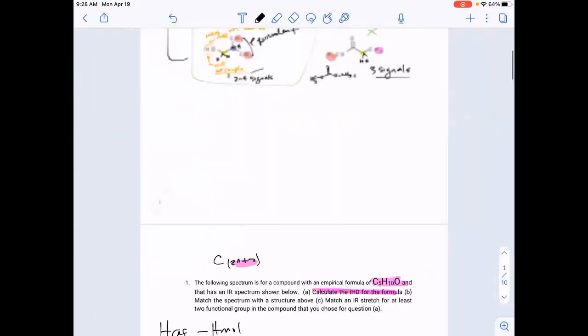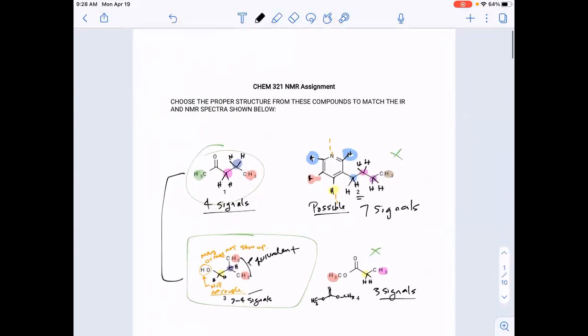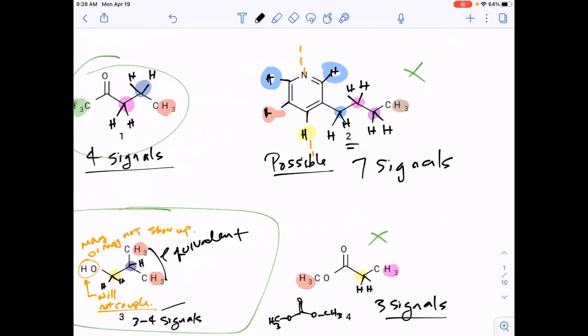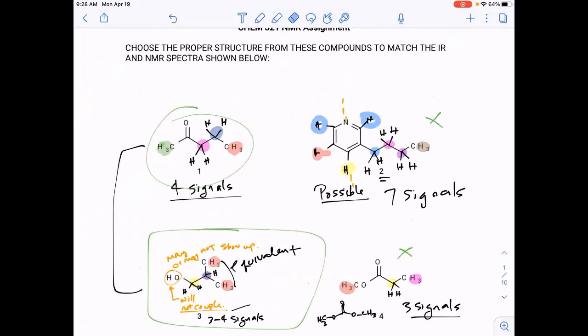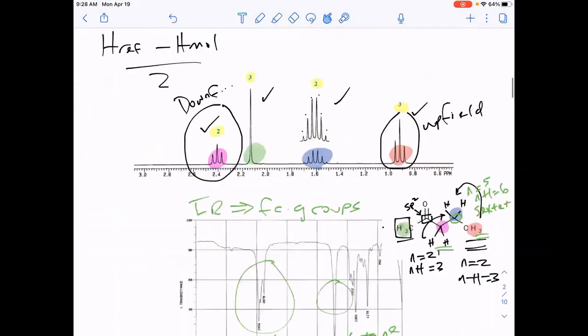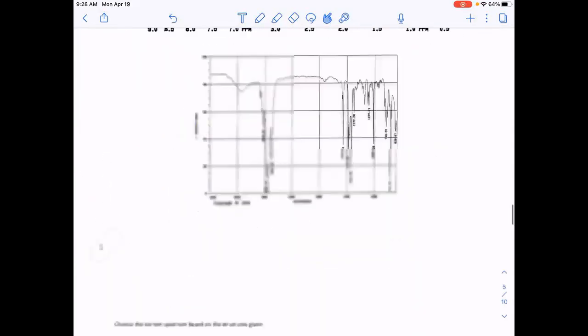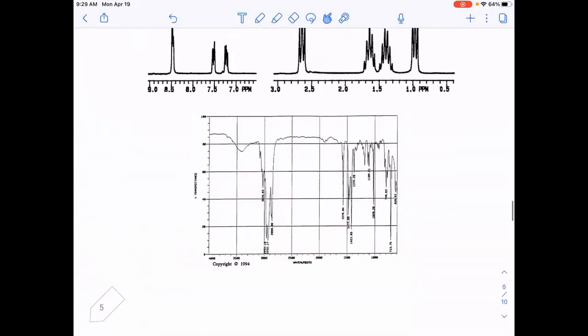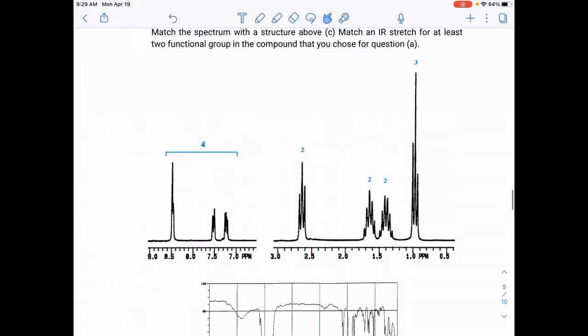Let me go up here and grab this. The last structure is the one with the aromatic ring in it. So let's go down to that spectrum, because we've already solved all the other ones, and walk it down. I think the nitrogen was there. Uh-oh.